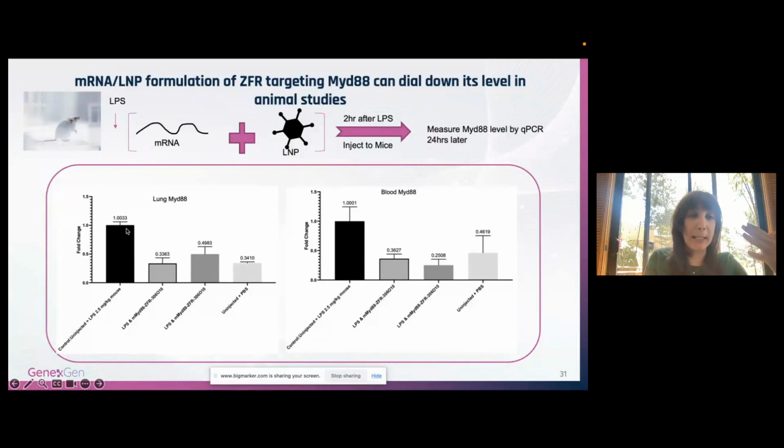You see the MyD88 goes up, and then when you inject these LNPs that carry the MyD88 suppressor, you decrease the MyD88 in blood and lung. So this is further validation that our chassis is immunosilenced and that controls MyD88.